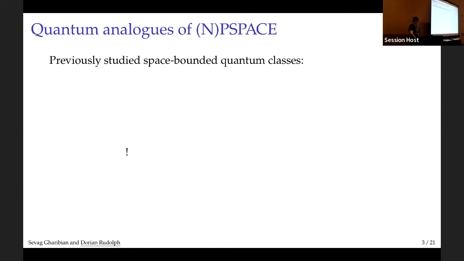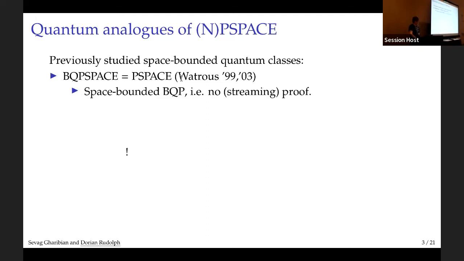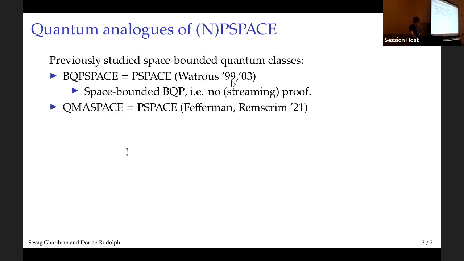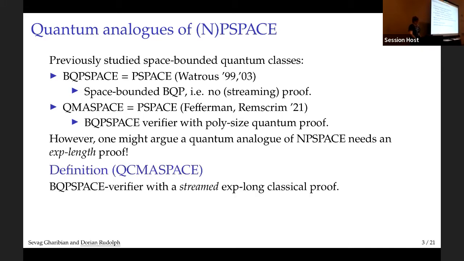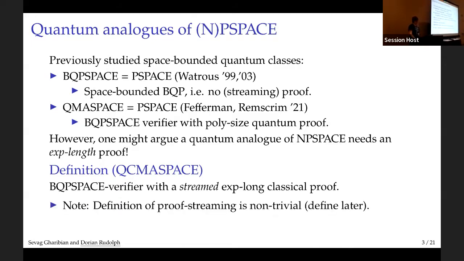There are quantum analogs of NPSPACE that have previously been studied. The first one is BQPSPACE, which Watrous showed is equal to PSPACE. This is just a space-bounded BQP, so you have an exponential number of local gates but no streaming proof. Then you have QMASPACE, which is equal to PSPACE, shown by Fefferman and Remscrim. This is just a BQPSPACE verifier with a polynomial size quantum proof. However, one might argue that a quantum analog of NPSPACE should also have access to an exponentially long proof. Therefore, we define the complexity class QCMASPACE, which is a BQPSPACE verifier with a streamed exponentially long proof. Later, I'll define in more detail what the streamed proof actually is.